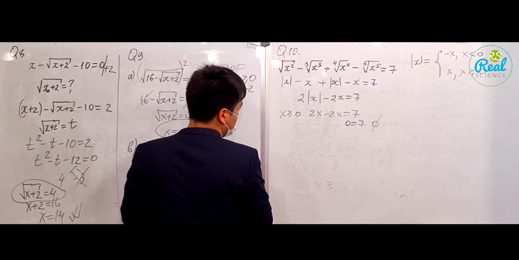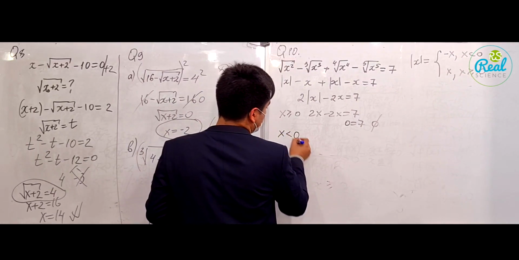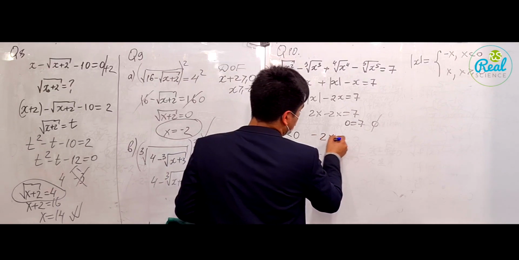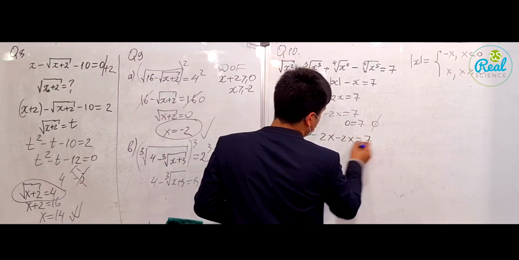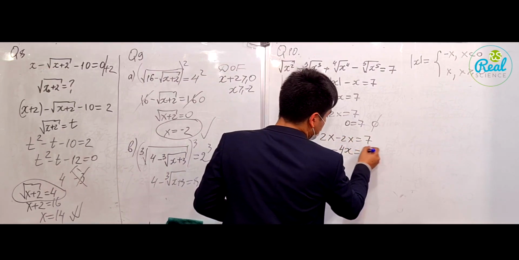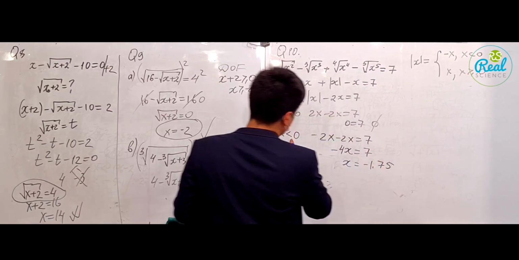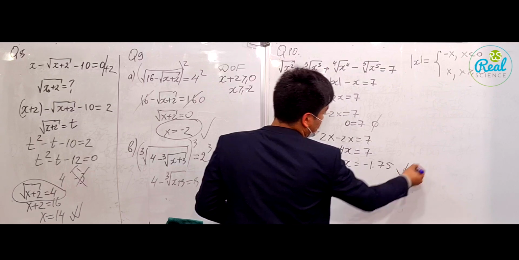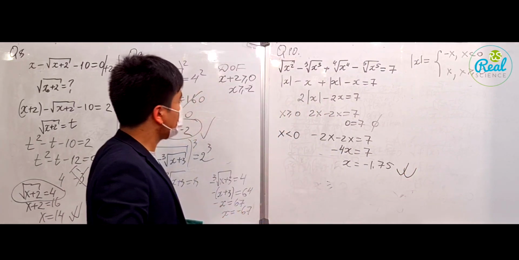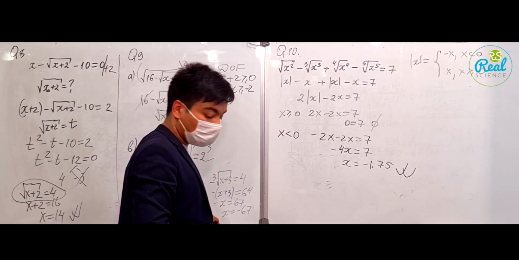Now, students, x is less than 0. Minus 2x minus 2x is 7. Minus 4x is 7. X is minus 1.75. Less than 0? Yeah, less than 0. Yeah? Is it true?